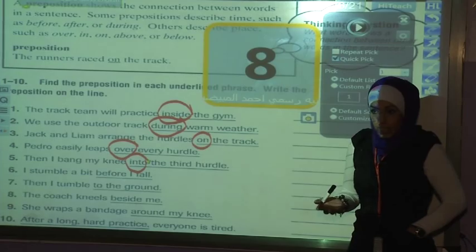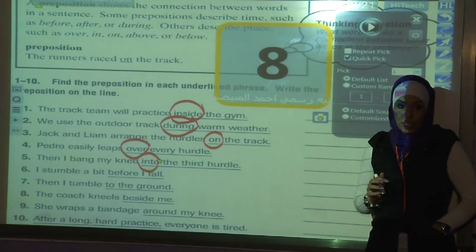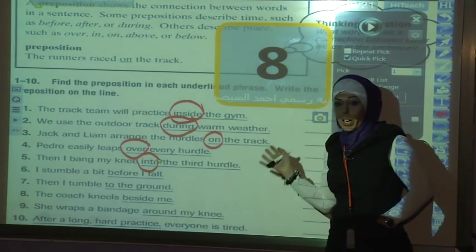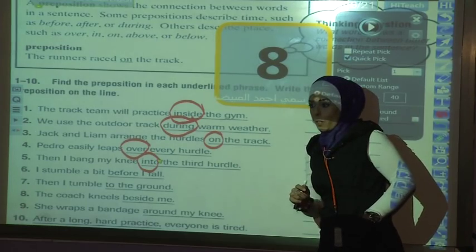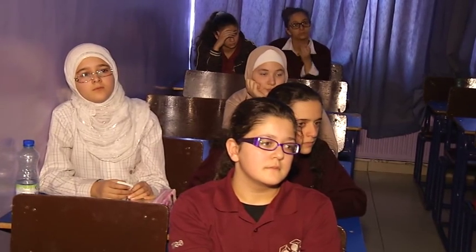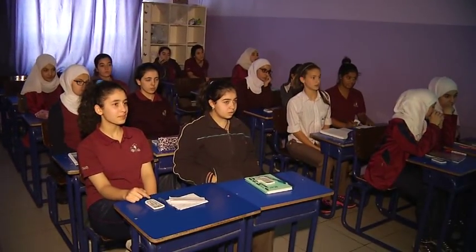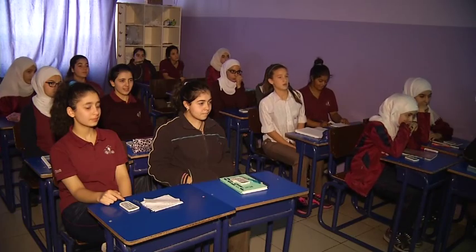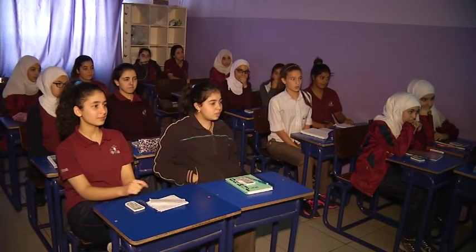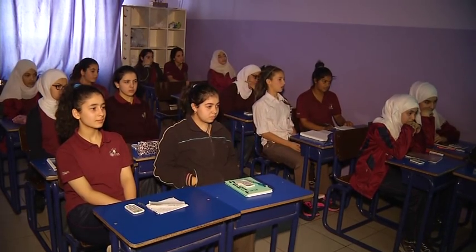A prepositional phrase. That's why we teach you prepositions at the beginning, kinds of prepositions, then we give you the prepositional phrase. So you could understand that whenever you want to find a preposition, it's at the beginning of a prepositional phrase. Okay, is this clear? Yes. Whenever you have a prepositional phrase, it always starts with a preposition. The preposition comes at the beginning of a prepositional phrase. Number 11. The couch kneels beside me. Beside me, yes. And here's beside.